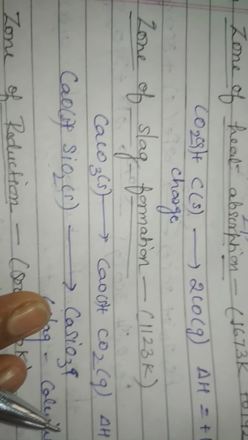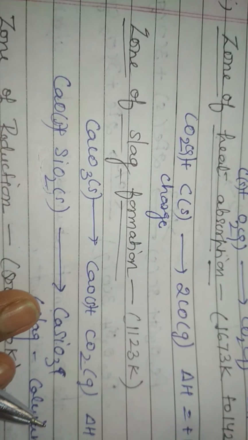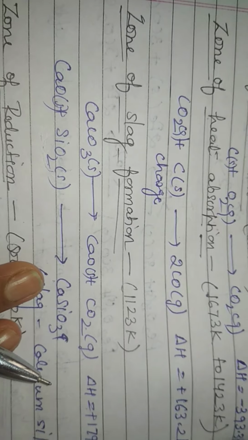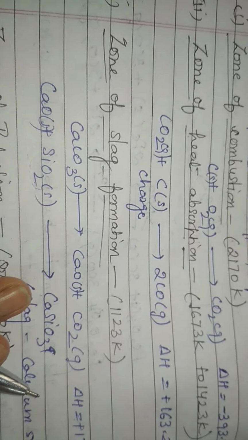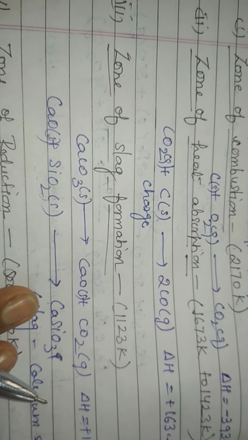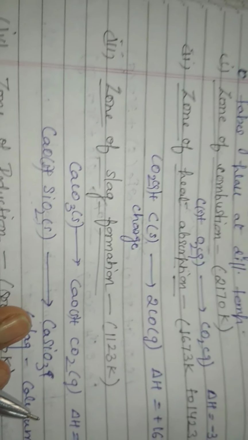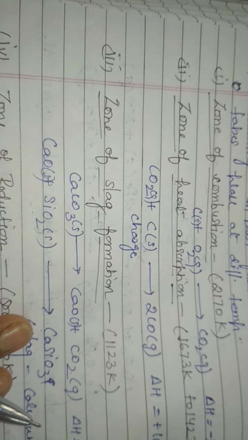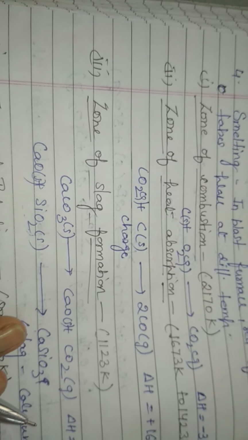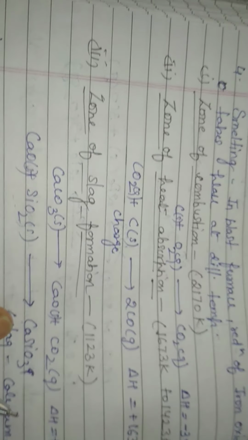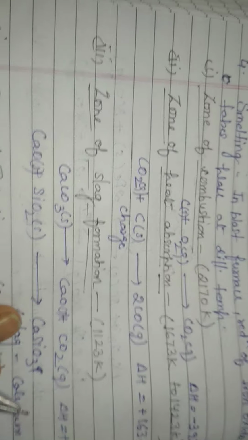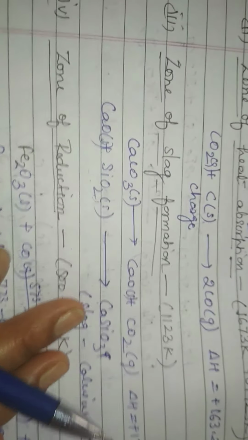Except this, in this slag formation zone, the different impurities of phosphates, silicates, and manganates would be reduced into phosphorus, silicon, and manganese, and will get dissolved into the molten iron as impurities.